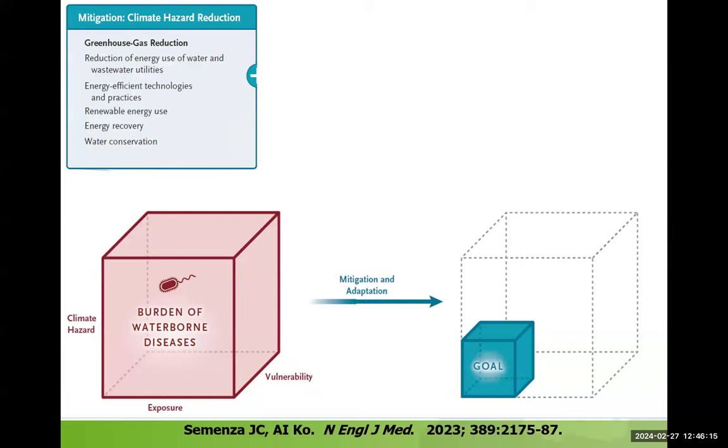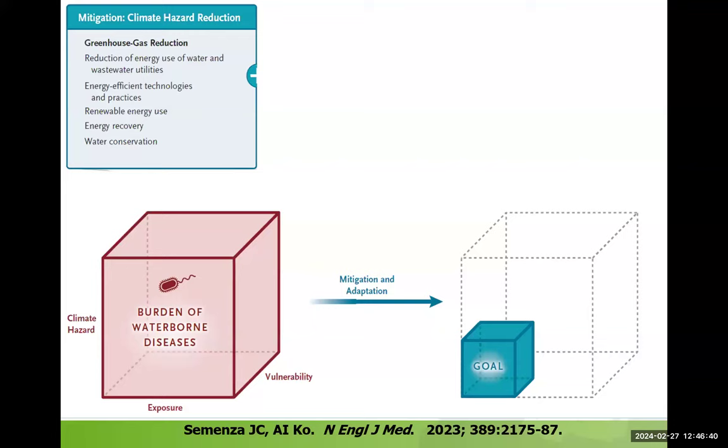Here you have the climate hazard on the left, illustrated on the y-axis. And obviously we can reduce the energy consumption overall, but specifically for our water utilities. We can establish more efficient technologies and practices, use renewable energy and energy recovery and water conservation to reduce our greenhouse gas emissions through mitigation.